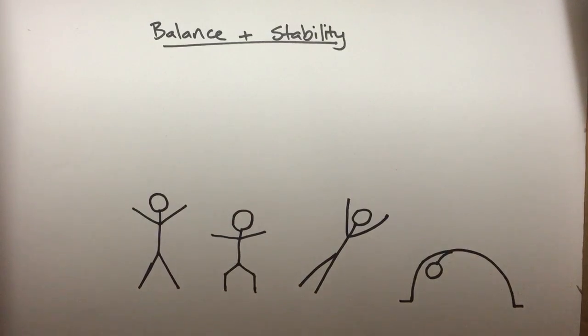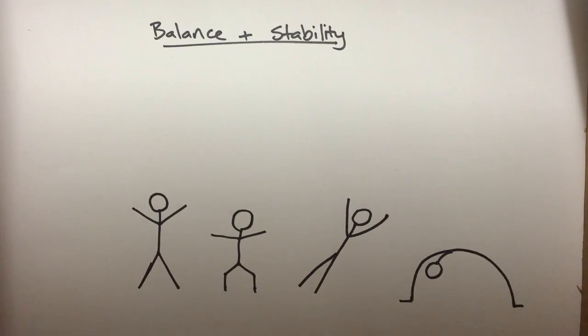Hi girls, I'm just going to talk to you about balance and stability to reinforce some of the ideas that we talked about in class today. First thing I want you to be clear about are the words balance and stability. These words are interchangeable. If something is balanced, it'll be in a stable position. If something is unbalanced, it will be unstable.